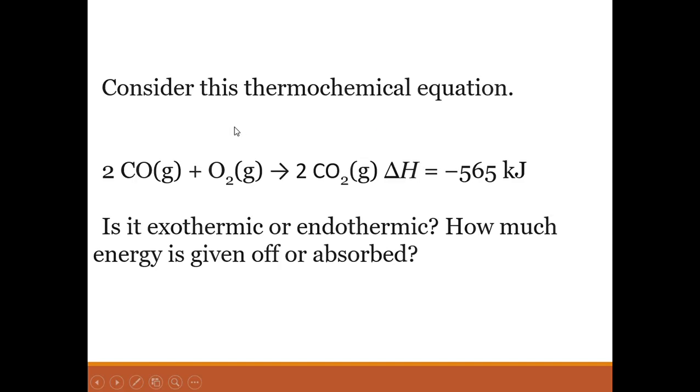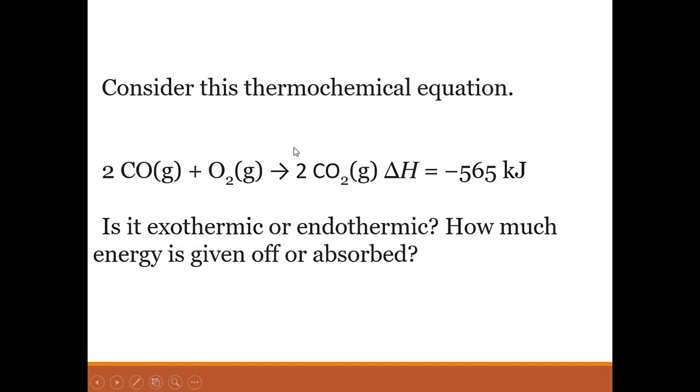For example, we have this equation, which is a thermochemical equation. 2CO gas plus O2 gas yields 2CO2 gas. The delta H is negative 565 kilojoules. So what do you think is the enthalpy change for this reaction? Is it exothermic or endothermic? How much energy is given off or absorbed?